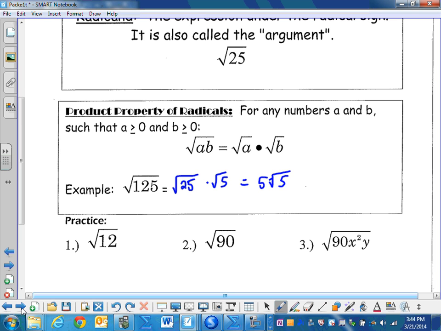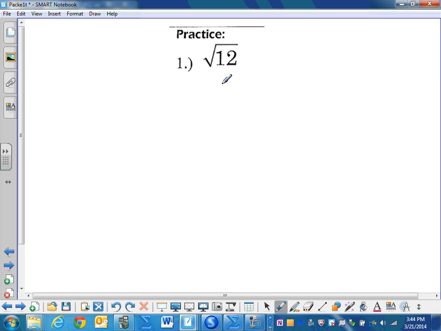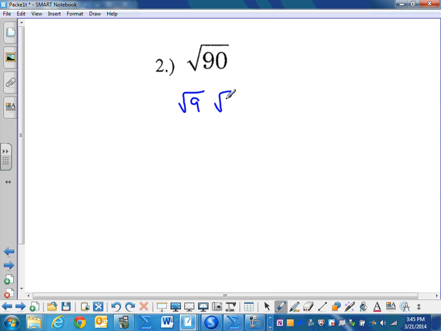So let's practice a few of these. The square root of 12 can be written as the square root of 4 times the square root of 3, which is 2 square roots of 3. The square root of 90 can be written as the square root of 9 times the square root of 10, which is 3 square roots of 10.